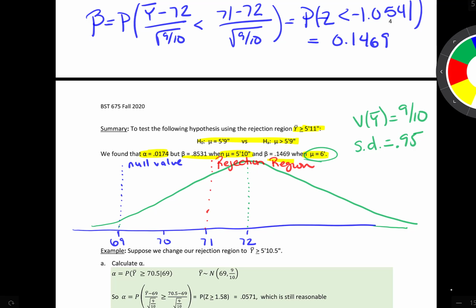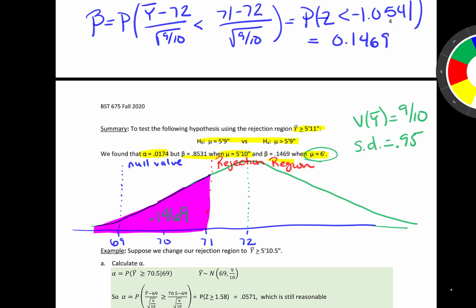Okay. So now let's look at some different pieces for this distribution. When the true value of mu is equal to 72 inches, or 6 foot, notice that anything that falls to the left of the rejection region, in other words, this whole piece right here, is going to represent our type 2 error. And so this area under the curve is where we're getting that 0.1469.